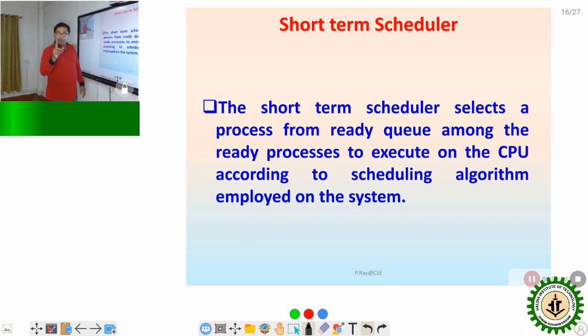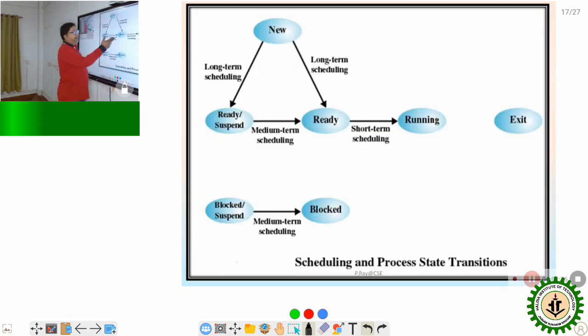The third one is the short-term scheduler. I told you earlier that this is the case when from the ready queue a process is assigned to the CPU. At that time, the short-term scheduler takes place. The short-term scheduler selects a process from the ready queue, from the ready state to the running state, among the ready processes to execute on the CPU according to the scheduling algorithm employed on that system. So this one, ready to running, is where short-term scheduling takes place.